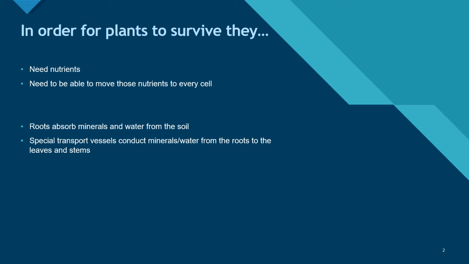So in order for plants to survive, they need nutrients and they need to be able to move those nutrients to every single cell in the plant. The roots absorb minerals and water from the soil, and then special transport vessels, which we'll learn about soon, conduct minerals and water from the roots to the leaves and the stems.